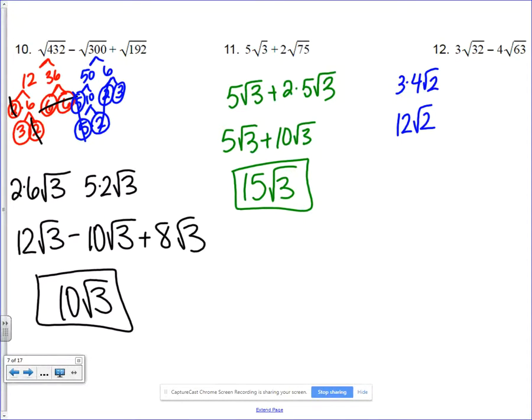Have we done 63? Not today anyways. Okay, so what about 63? 3 and 21 will work. You also could have done 9 and 7. How about the 21? Okay, so what comes out of there?